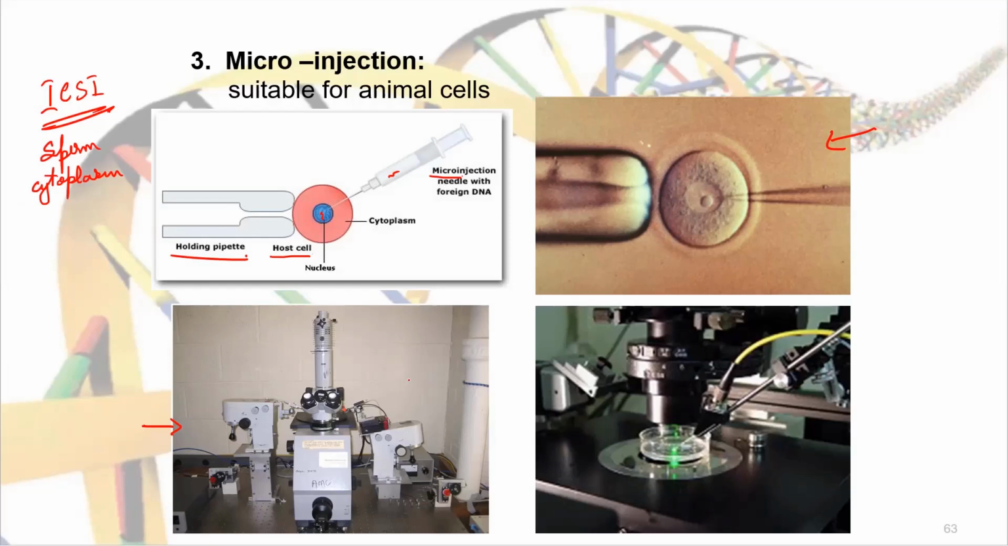Under the microscope, it will look the same as this. But here you can easily make out the needle is going inside the nucleus to deposit the material there. The material is foreign DNA. This process is done for animal cells. If you do not find the retrovirus technique possible for transformation into an animal cell, then this can be done.